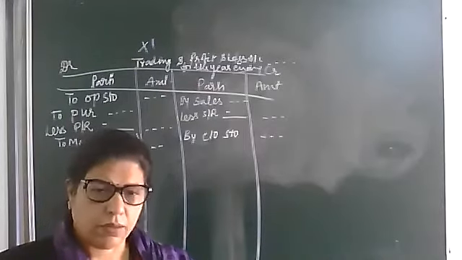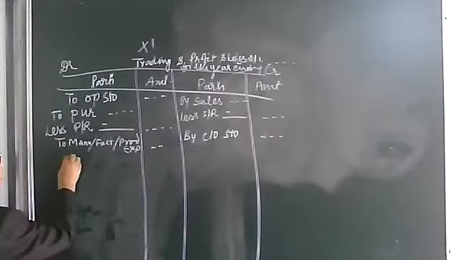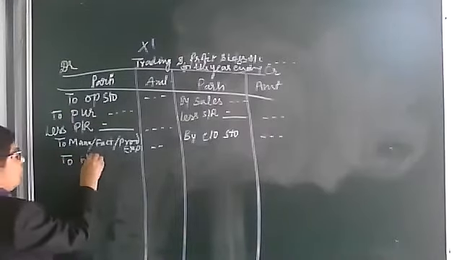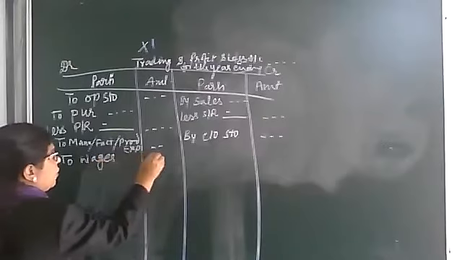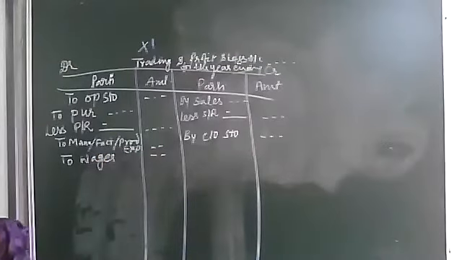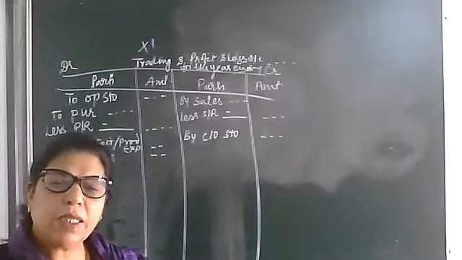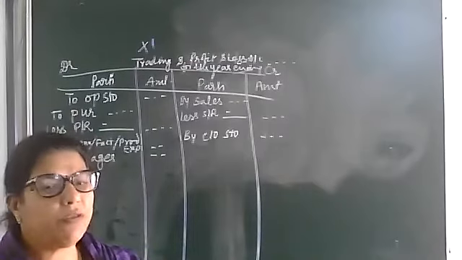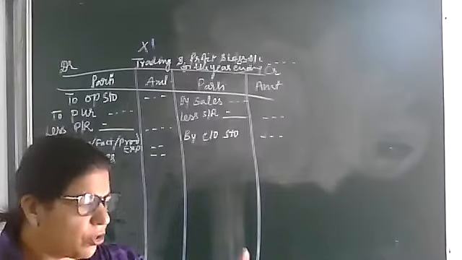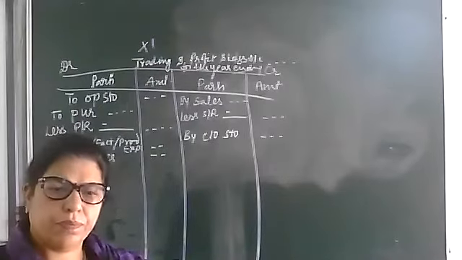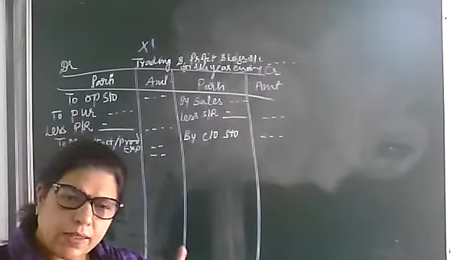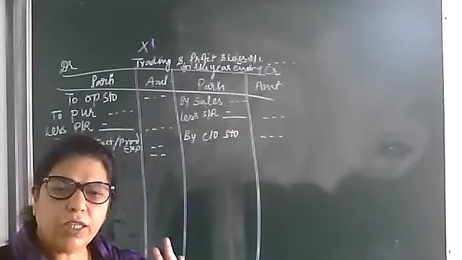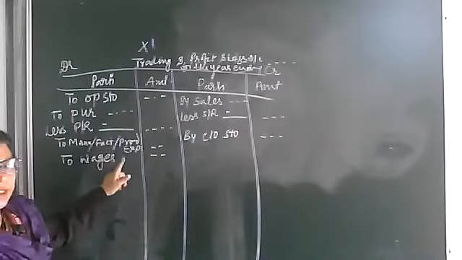Then next, wages. Wages will be recorded here. Wages means that amount paid by the businessman to the workers for the production of goods. Okay, this is related with the factory. That's why it is entered here.